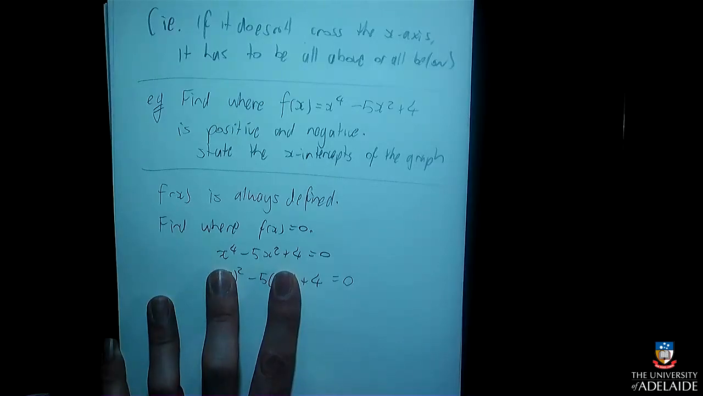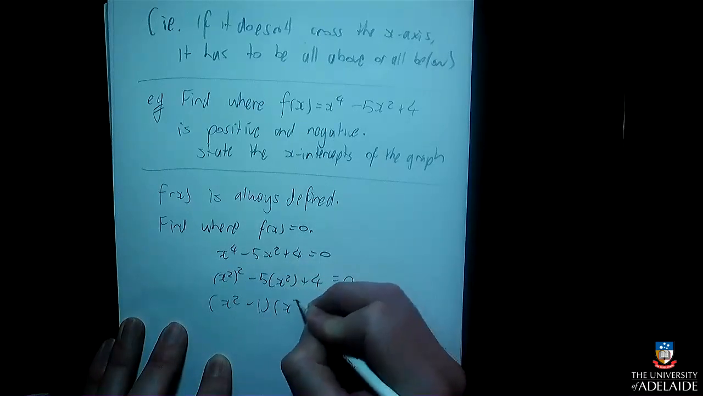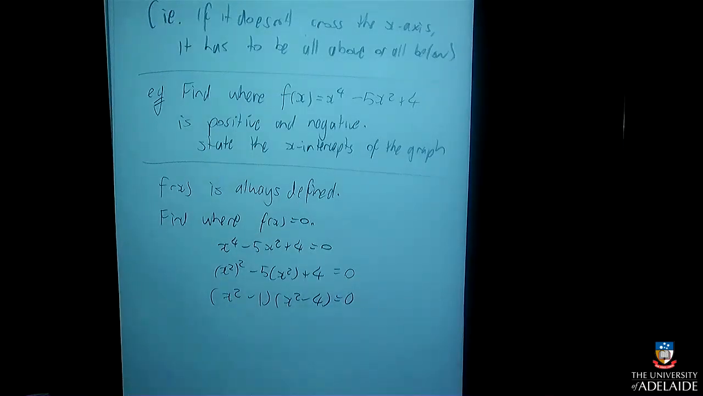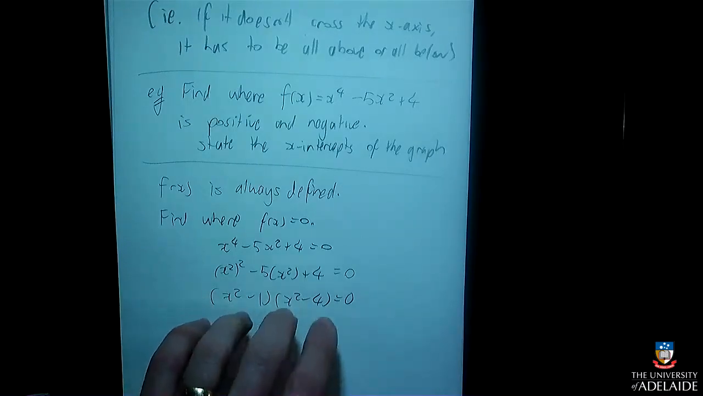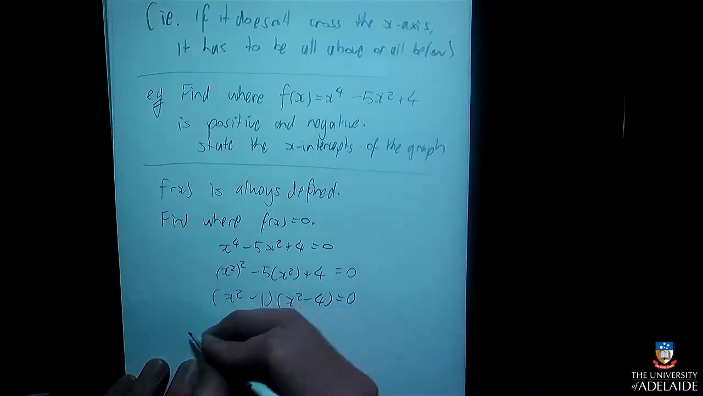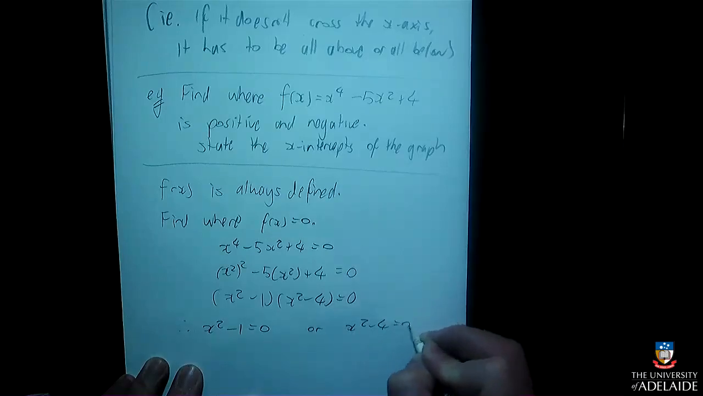Or I can see it. Well, if I do 1 times 4 is 4, and 1 plus 4 is 5, but I want a minus 5. So minus 1 and minus 4 will do it. Okay, so now that these two things are equal to 0, and they multiply together, the only way to multiply things and get 0 is if one of those things is 0. In the USA, they're fond of calling that the null factor law, and it's catching on in Australia a bit, but most people, when they do this, they don't even mention it, they just do it. So therefore x squared minus 1 is 0, or x squared minus 4 is 0.